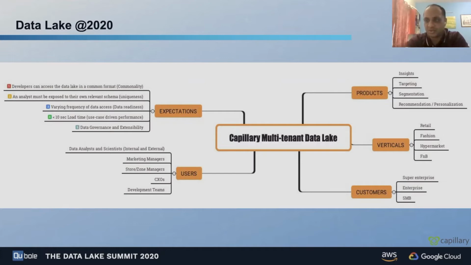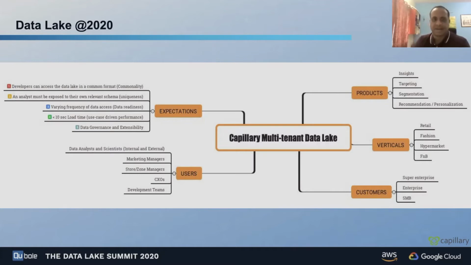So the page load times should be high. Then there are stores and zone managers, zonal managers who would be looking at the data every day in the morning when the store opens. And then there are CXOs who will be looking at very, very business-centric dashboards on our platform as well. Now, a combination of all these leads to various expectations, and we'll touch upon about 5-6 of them today.